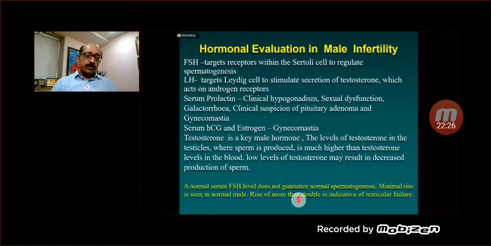But there's an important punchline we must remember. A normal serum FSH level does not guarantee a normal spermatogenesis. A minimal rise can be seen in a normal male, and a rise of more than double the FSH value is indicative of testicular failure.